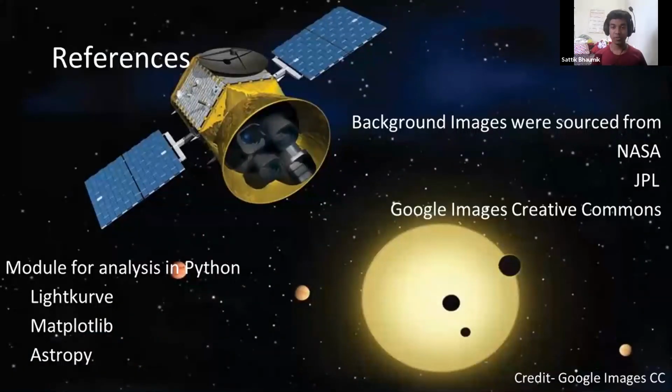The background images were sourced from NASA, JPL, and Google Images under the Creative Commons license. And the code in my Python has been used from sources of Lightkurve, Matplotlib, and AstroPy modules.